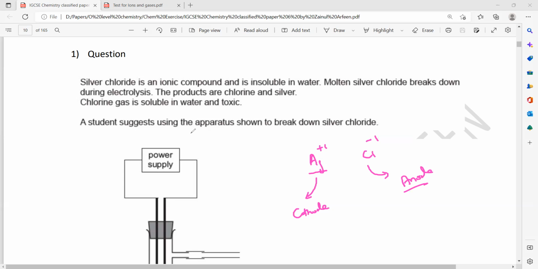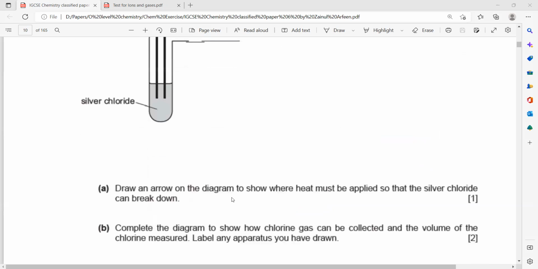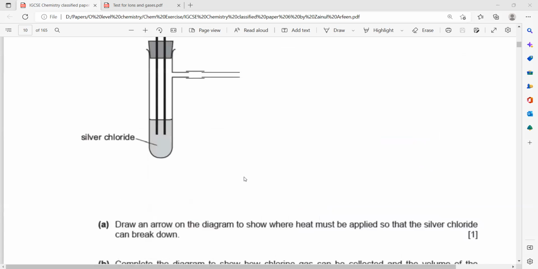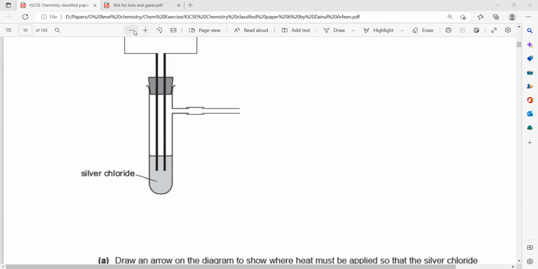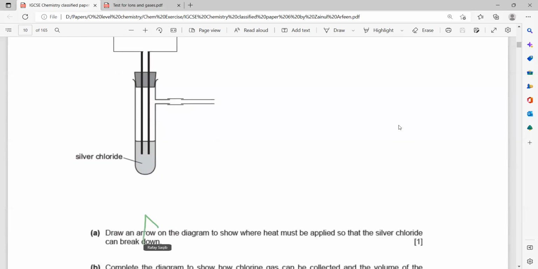A student suggests using the apparatus shown for breaking down silver chloride. So you can see this is the apparatus the student drew. Draw an arrow on the diagram to show where the heat must be supplied. So where should we supply the heat energy? You can use the screen annotation to complete. So we should supply heat energy from the bottom. One arrow is enough to show the heat energy supply.